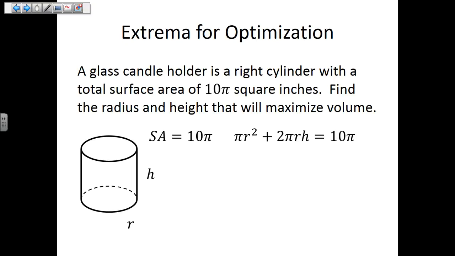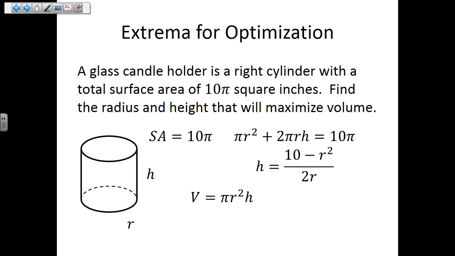So I've got my constraint equation. What I'm trying to do is solve this for a variable. Now, the reason I chose to solve for h is it only occurred once, and it doesn't really make sense to try to solve this for r, because not only does it occur twice, but in one spot it's r squared. So it's a lot easier to solve this for the variable h.